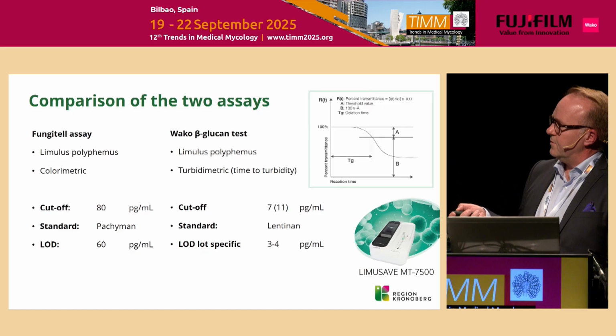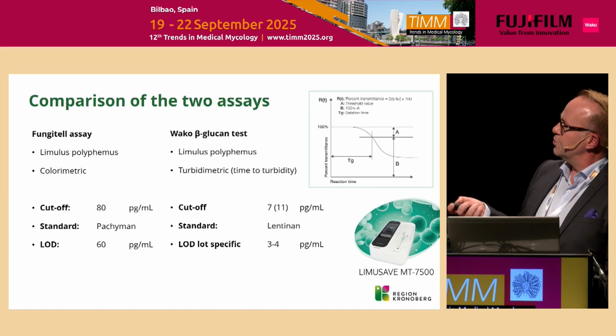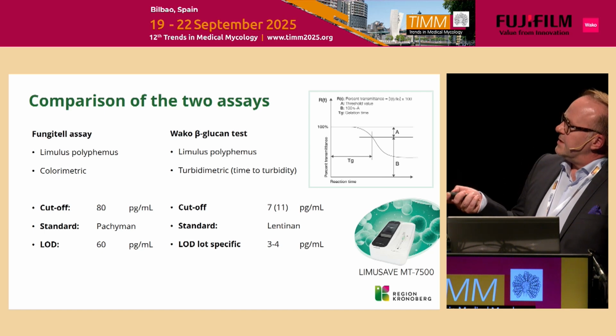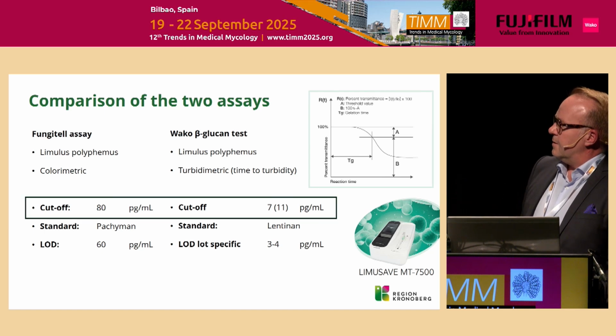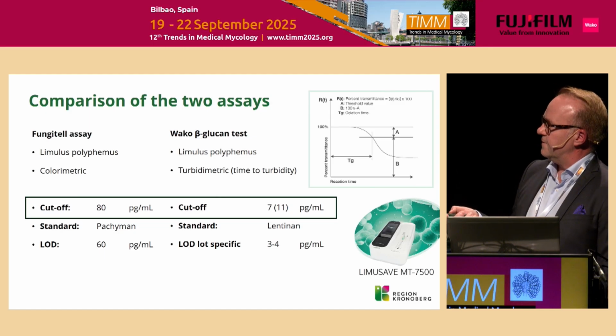The Fungitell uses something called Pachyman, which is a beta-glucan from some kind of mushroom, I don't remember which one. Lentinan is used by the Wako assay. This is extracted from shiitake mushroom, and as a huge fan of Japanese cooking, I salute this choice. But this together means that the values reported are very different. Also, the cutoff values are very different.